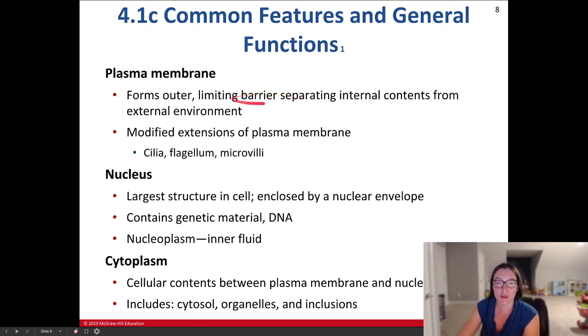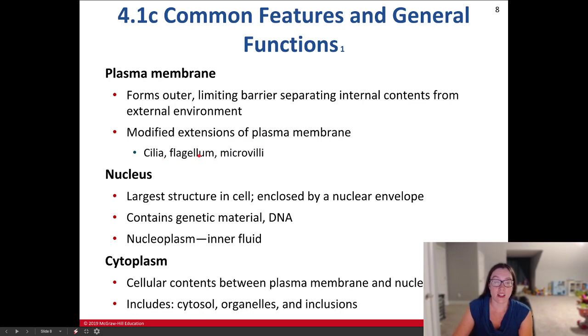This is going to be really important because the plasma membrane is going to make a barrier that separates the inside of the cell from the outside. Our plasma membrane can have some special extensions called cilia, flagella, and microvilli, which we'll talk about at the end of this presentation.